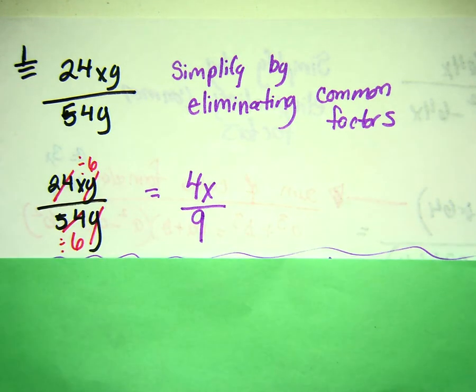So I did this earlier, so it'll be easier to record. Well, 6 can go into both 24 and 54 evenly. Notice how I crossed out the y's, so your only variable remaining is an x on top. 24 divided by 6 gave you the 4. And then 54 divided by 6 gives you 9. Your overall answer is 4x over 9.